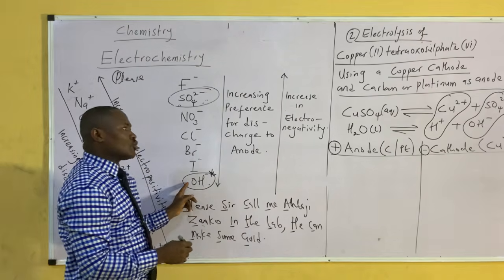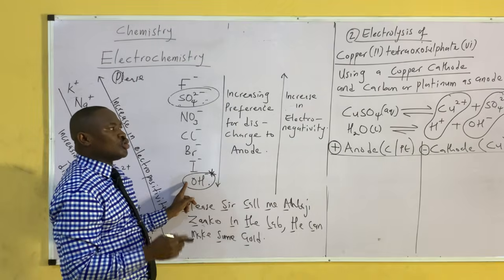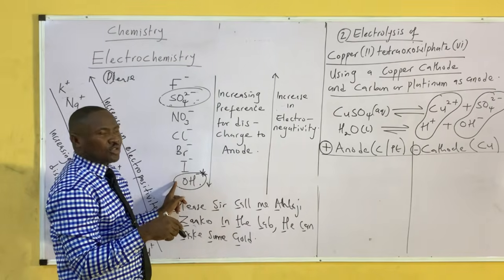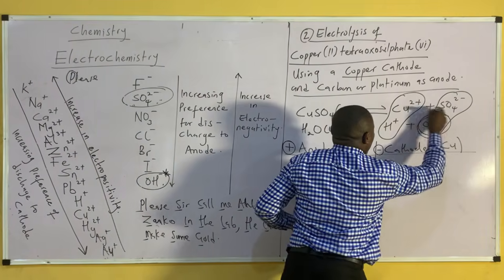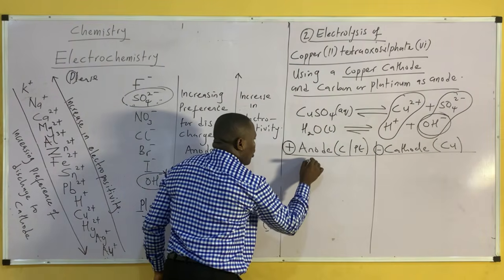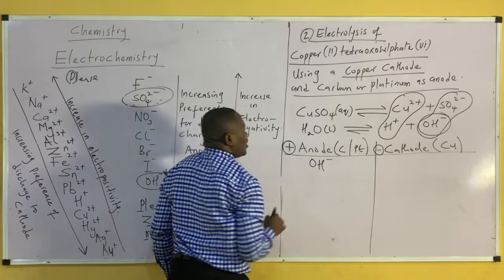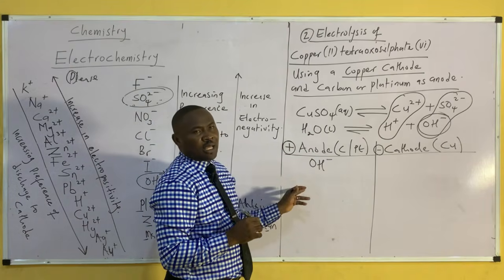So where will this ion go to? These are negative ions, they will go to the positive electrode, so they will come to the anode. So which one is going now? OH minus is going. So I will have OH minus is preferentially discharged to the anode.